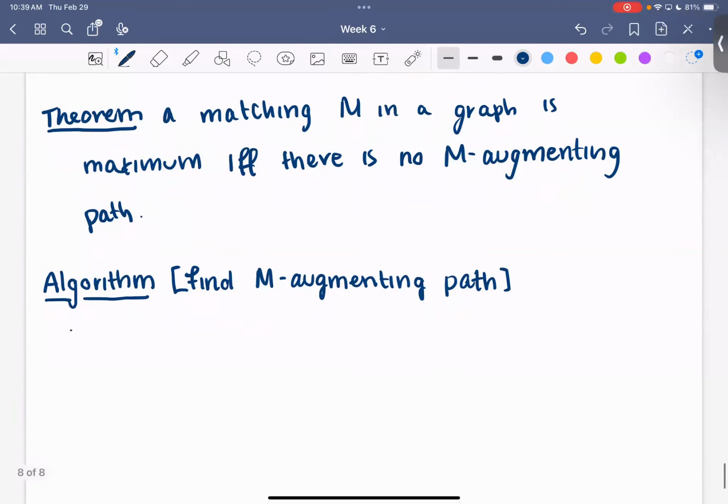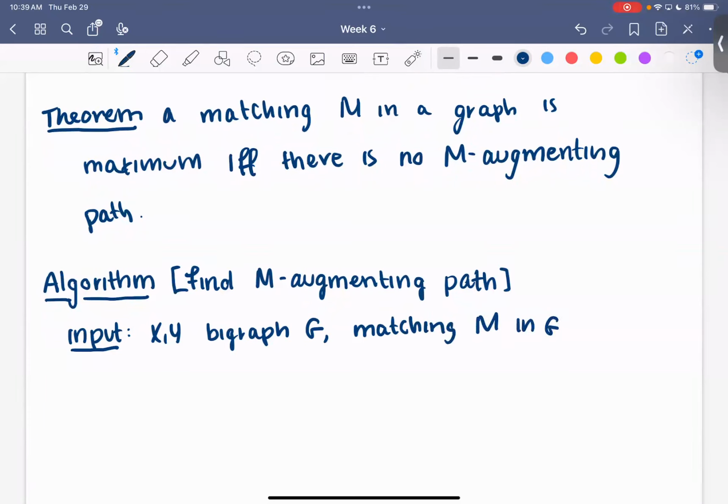So the input is going to be an XY bigraph G, a matching M in G. And we're also going to let U be the set of M unsaturated vertices in X.